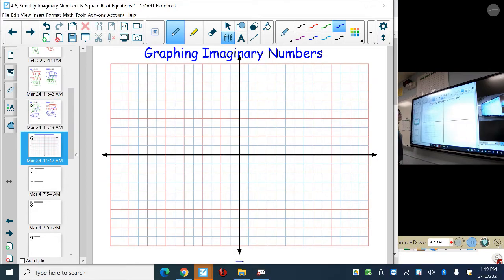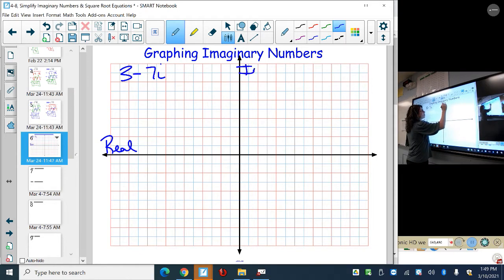How do I graph these? Well, if I want to graph, let's say, 3 minus 7i, here's what your brain needs to understand. The x-axis is the real axis, and the imaginary axis is your y-axis. So I am going to go over 3 units on my real axis and down 7 units, 2, 4, 6, 7. So this is the point 3 minus 7i.